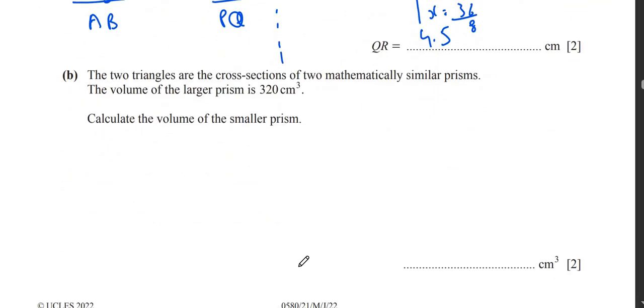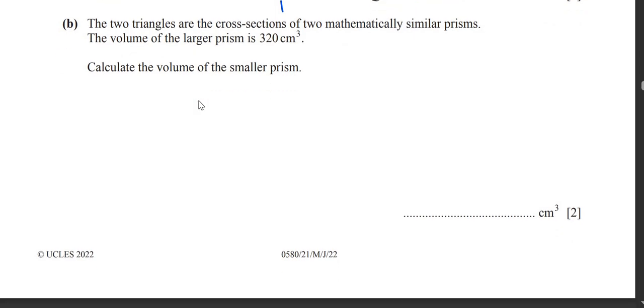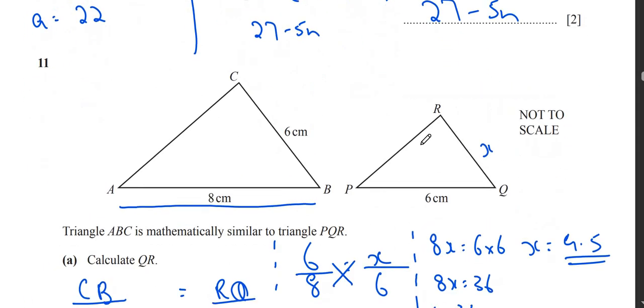Now the question says, the two triangles are the cross section of two mathematically similar prisms. The volume of the larger prism is 320 centimeter cube. Calculate the volume of the smaller prism. Now look guys, in this question, don't get confused. They are just asking you the volume of the smaller prism. Whenever we talk about similar shapes, we have a formula. For example, if you want to find the volume of similar shapes, let's say we are talking about the smaller shape, and then the larger shape.